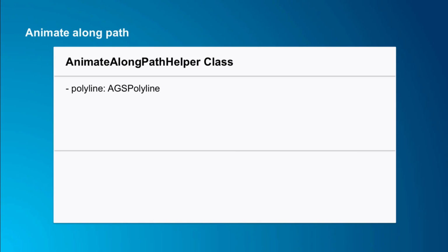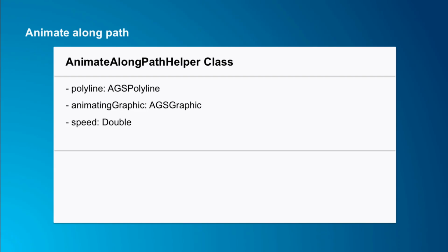If you look at the attribute, it has the polyline along which you want to animate the graphic. It has the animated graphic you provide, for example, the car graphic. So the class will be updating the geometry. So if you have the graphic added in the graphics overlay, it'll update its location.